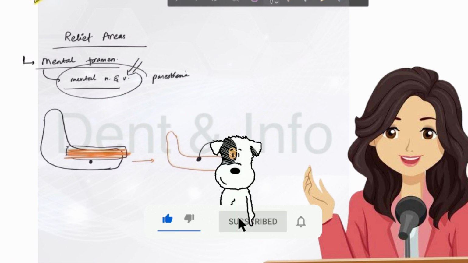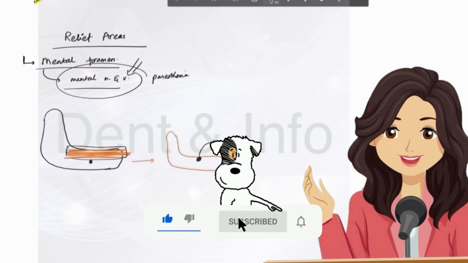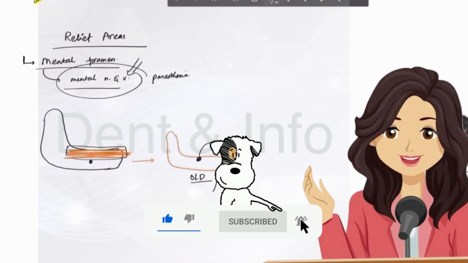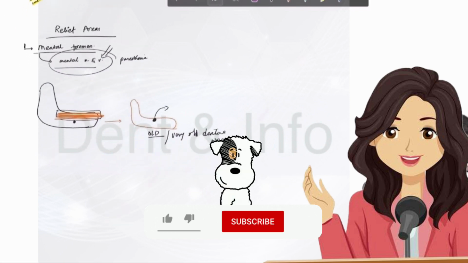This is where you are supposed to give it adequate relief, because now there is a very good chance of paresthesia here, and pressure will cause paresthesia and an altered sensation. So this usually occurs in old individuals. We are talking about 70s, 80s, or someone who is a very old denture wearer, wearing it for years, and you see the mental foramen right at the crest of the ridge. So the foramen does not travel. The crest is going down because of resorption.